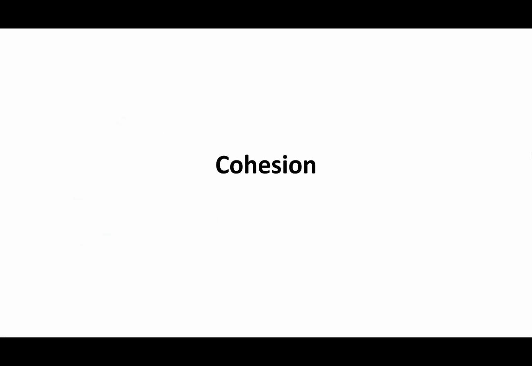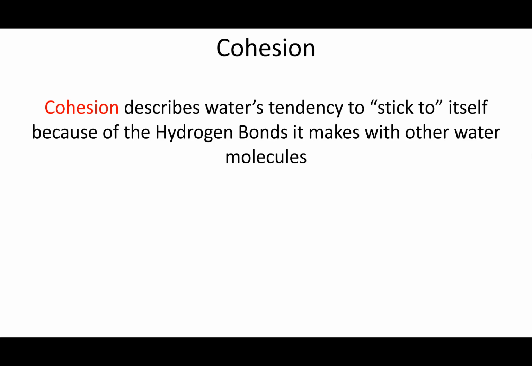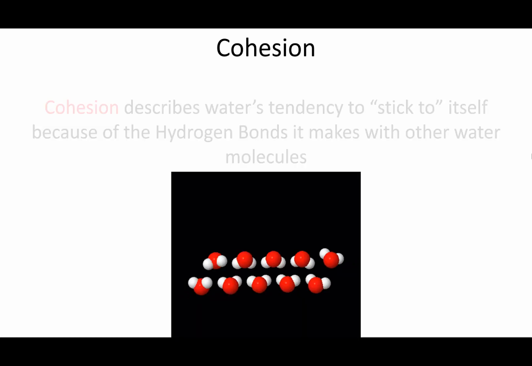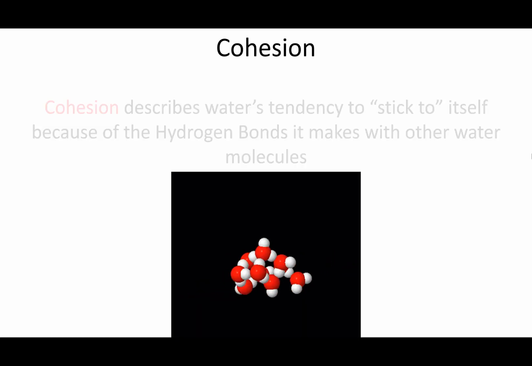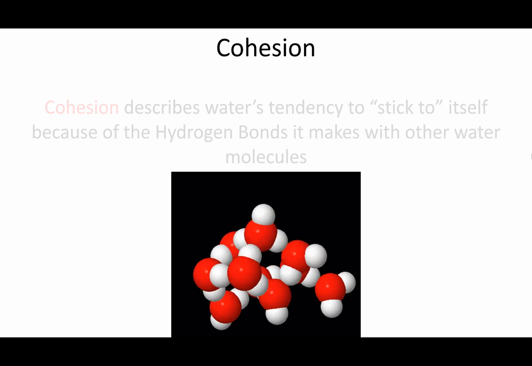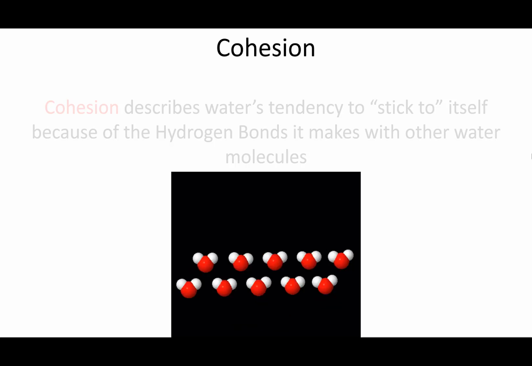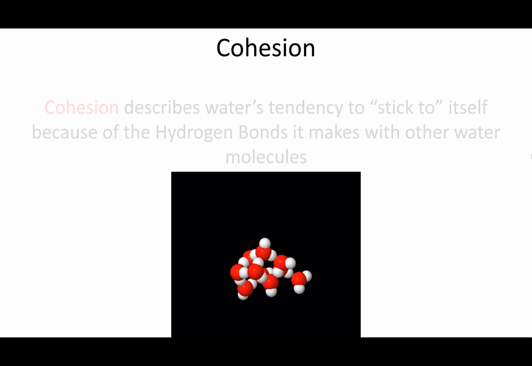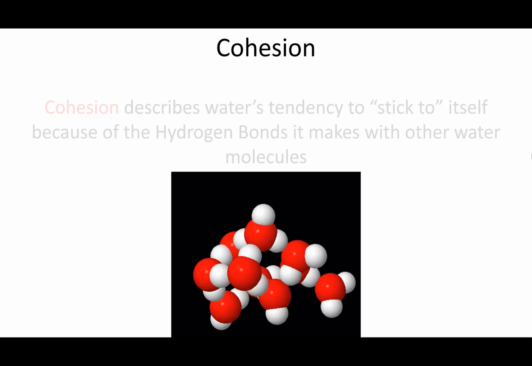Let me talk about cohesion now. Cohesion describes water's tendency to stick to itself because of this hydrogen bond it makes with other water molecules. As an example, if you have a lot of water molecules in a line and you let them move wherever they want, they're going to end up moving next to each other because the positive and the negative ends are going to attract and stick. So if you look closely, you'll see that the hydrogens are sticking to the oxygens and vice versa.